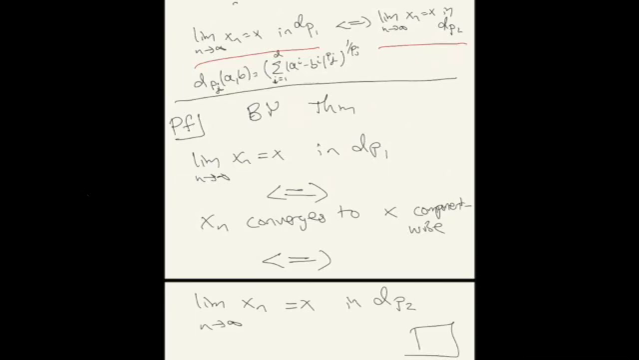So really, in R^n, the notion of metric, even though you generally have to be careful about this, doesn't make a difference for convergence.